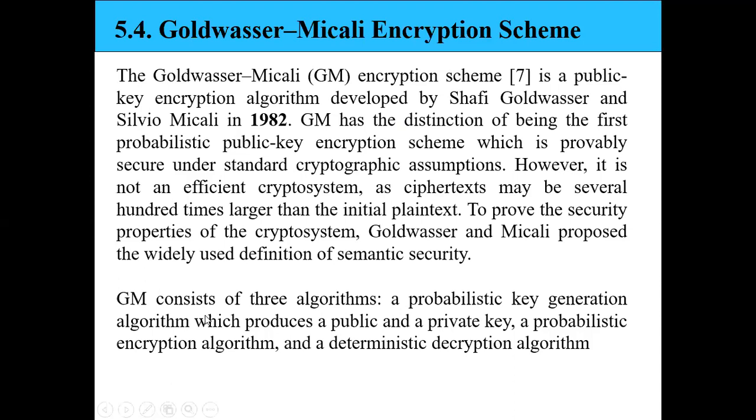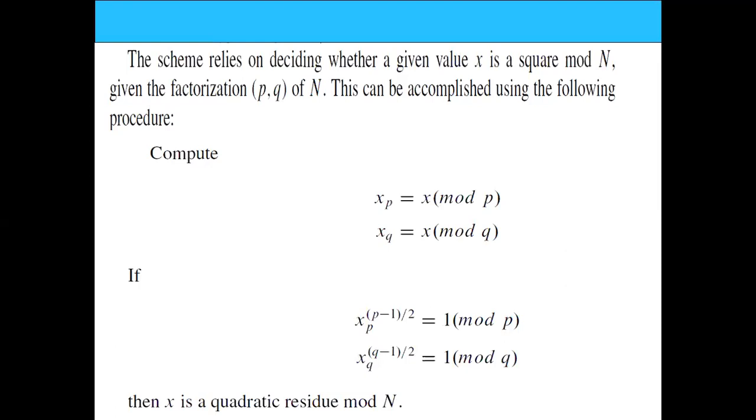The GM cryptosystem consists of three algorithms: a probabilistic key generation algorithm that produces public and private keys, a probabilistic encryption algorithm, and a deterministic decryption algorithm. So let us start with the scheme. It basically lies on deciding whether a given number is a square mod n, that is, a quadratic residue or not, given the factorization p and q of n. This can be accomplished by using the following procedure.